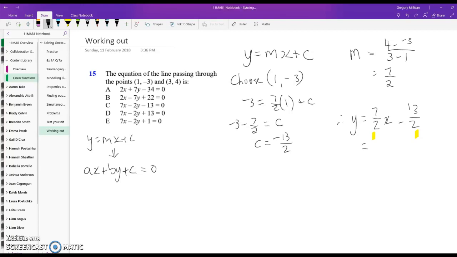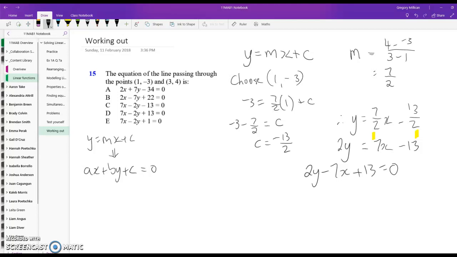So we're going to multiply everything by 2. If I multiply everything by 2, 2 times y becomes 2y. 7 over 2x multiplied by 2 is 7x. 13 over 2 multiplied by 2 is 13. Now it's in that form, we can then rearrange it. 2y subtract 7x plus 13 equals 0. Now if we have a look at our options over here, we've got 2y plus 7x plus 13.